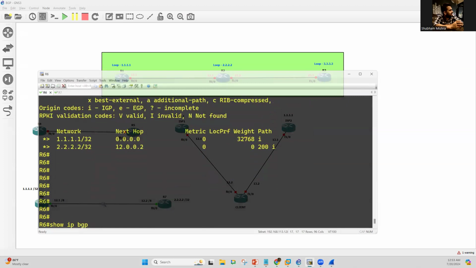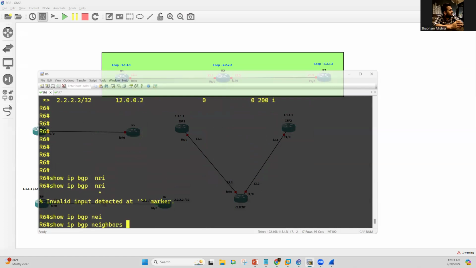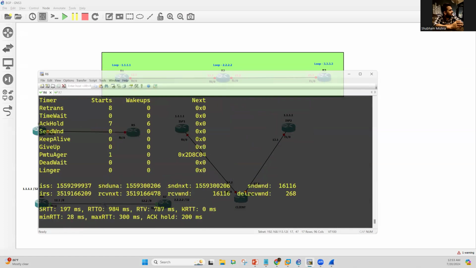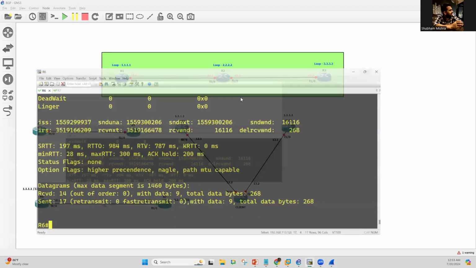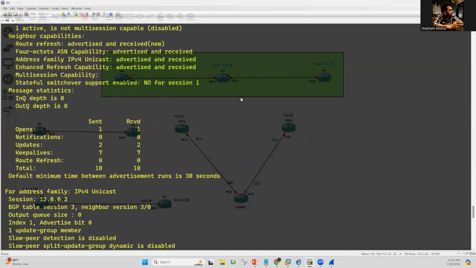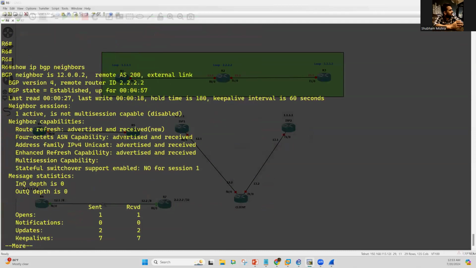Show IP BGP neighbor. This is the command. If you want detailed information, you can run this command. Here you will find the complete detailed information. See, who is the neighbor? 12.2 is the neighbor. What is the AS number of my neighbor? 200. This is an external link.